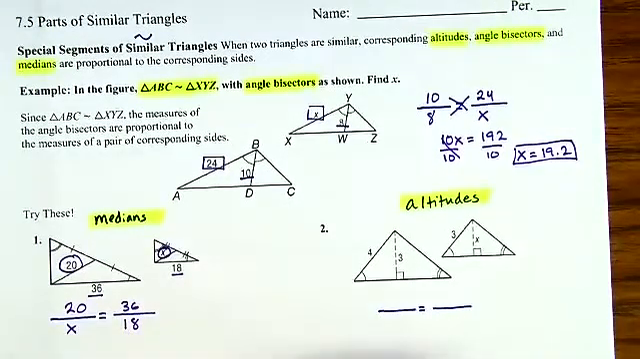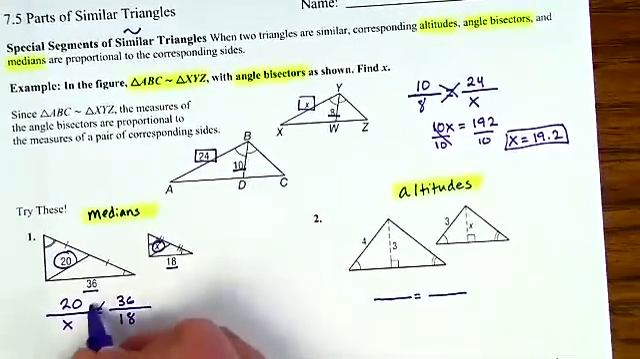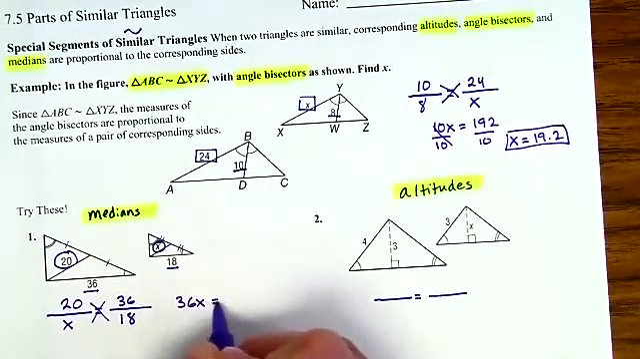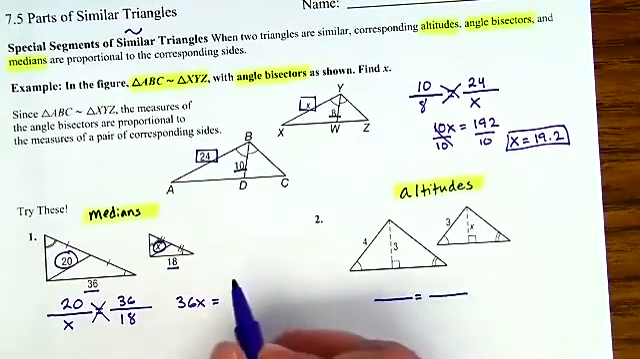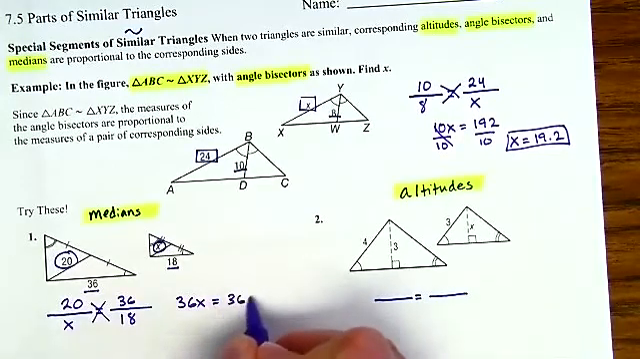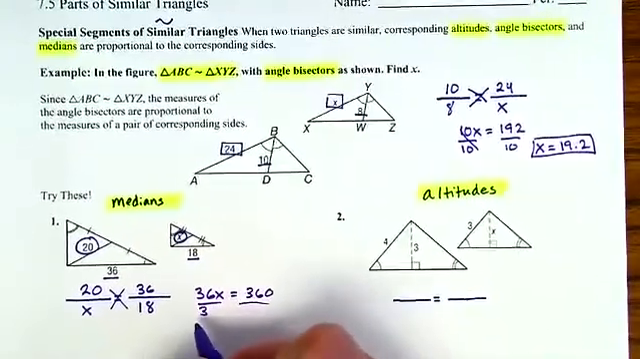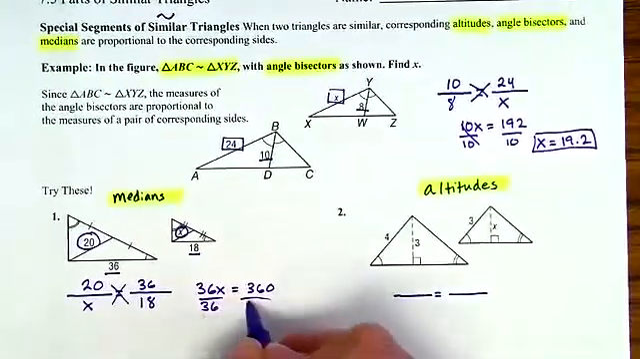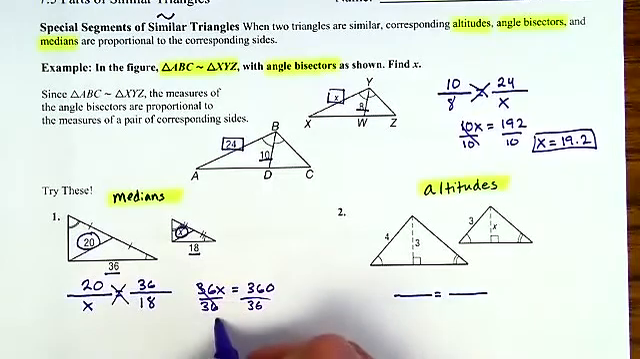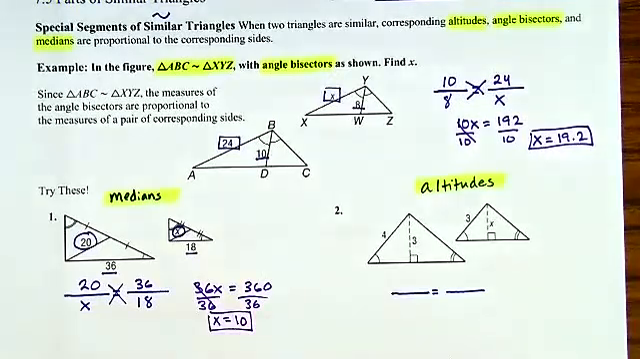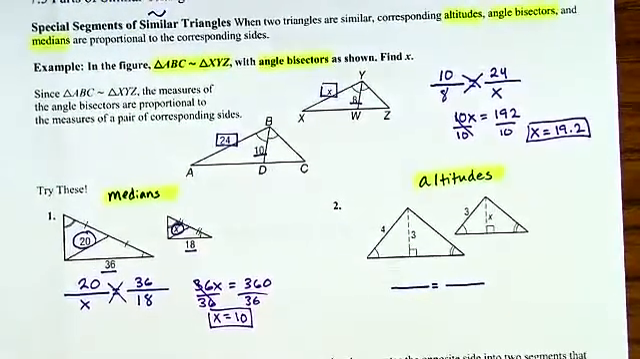And then of course to solve, we have got to cross multiply. So 36x is equal to 18 times 20 is 360. And then of course to get x alone, we want to divide by 36. And we get that x is equal to 10. All right, one more time, but this time with altitudes.